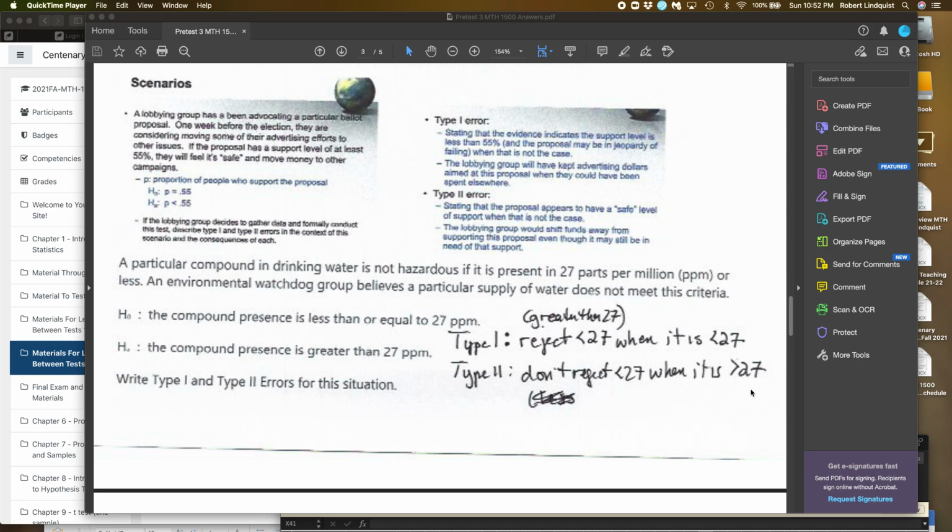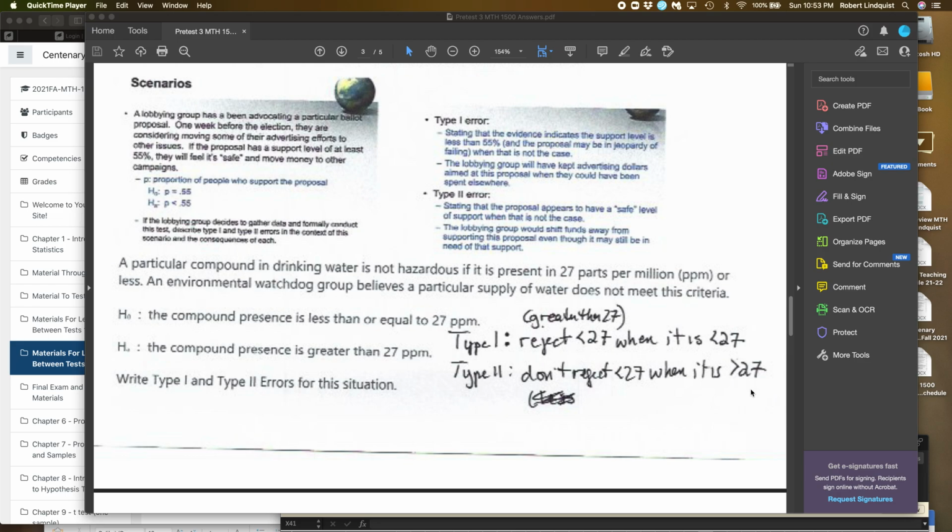So let's look at what we got here. We got a particular compound in drinking water that's not hazardous if it is present in 27 parts per million or less. An environmental watchdog group believes a particular study of water does not meet this criteria. So the null is that the compound presence is less than 27 parts per million. The alternate is the compound presence is greater than 27. So what's a type 1 error? A type 1 error is if you rejected that it's less than 27 when it actually is less than 27.